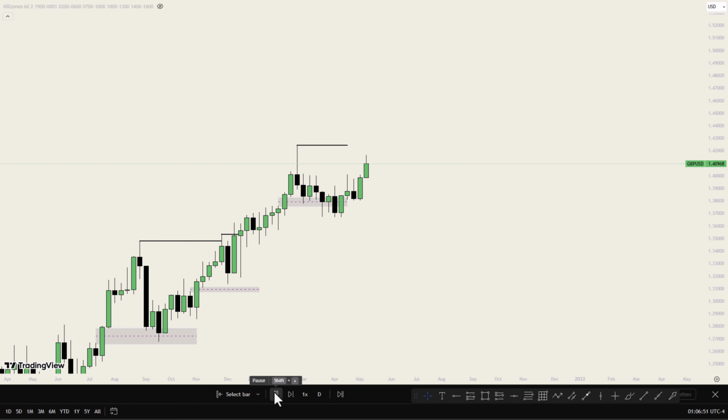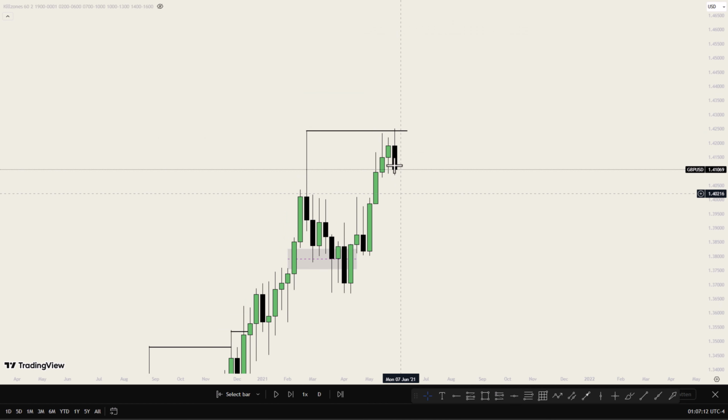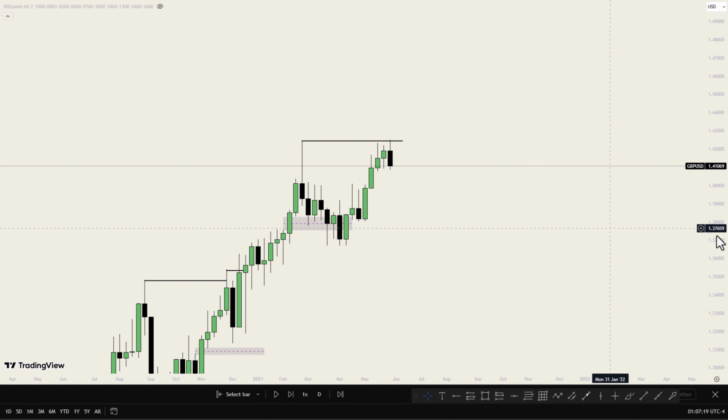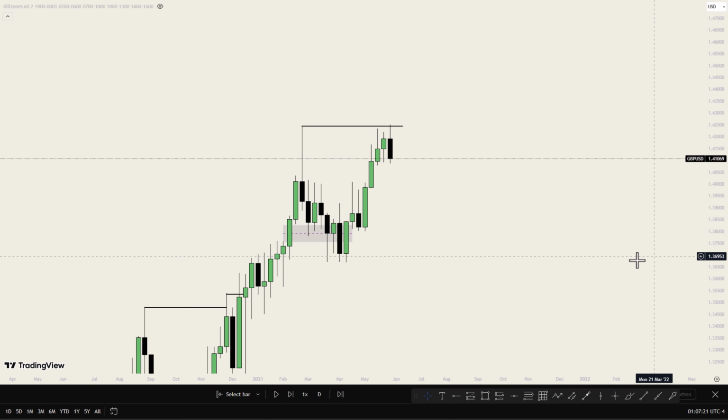So here we see price respected the fair value gap again, and we see price is about to take out the external range liquidity. So we see price has taken out external range liquidity. We see it's a very tight, small sweep of liquidity above this high. Now, where will be our target? Our target will be internal range liquidity in the form of a fair value gap.